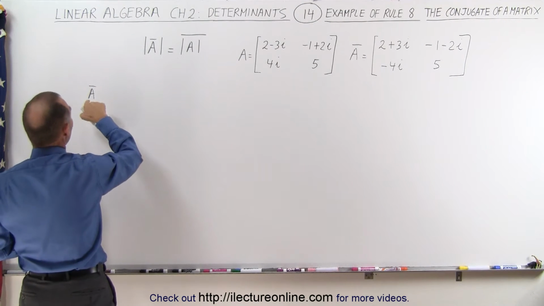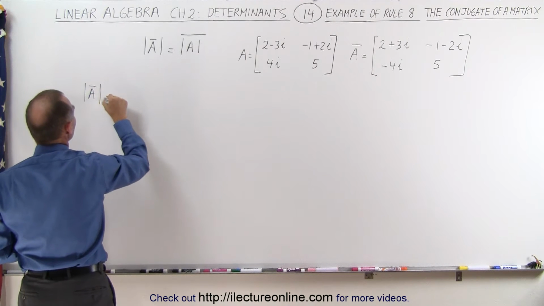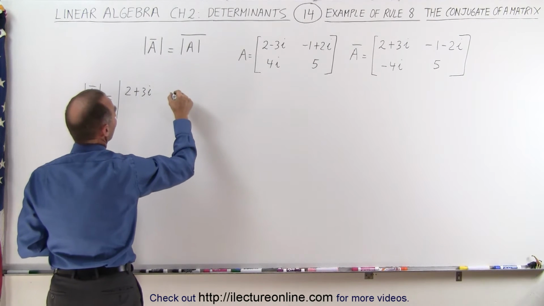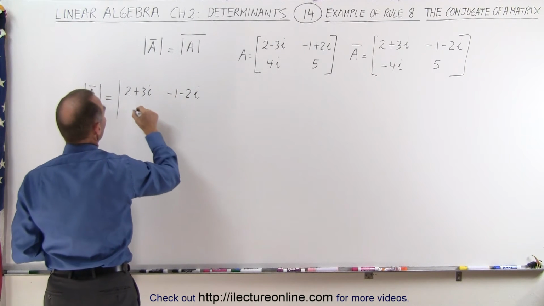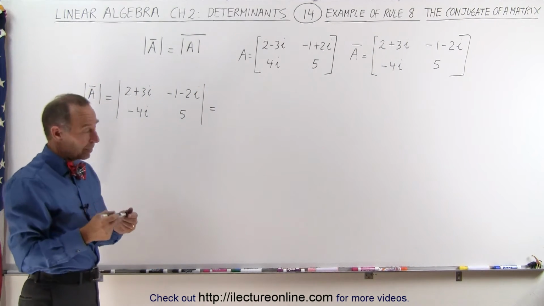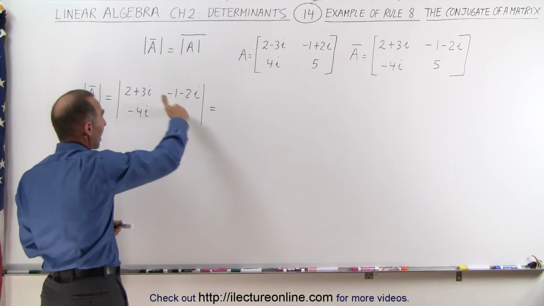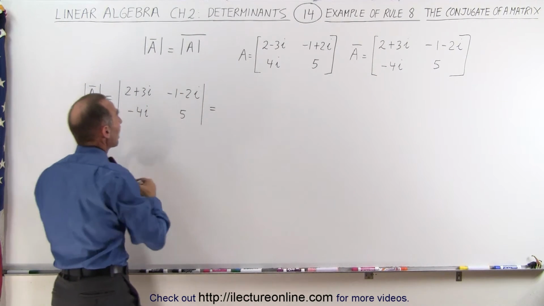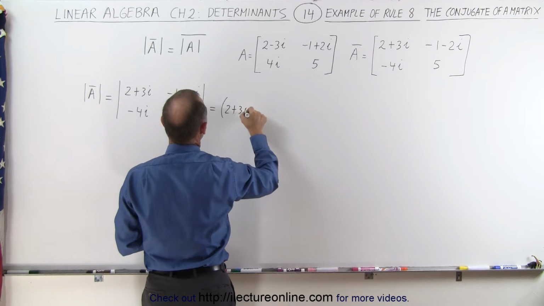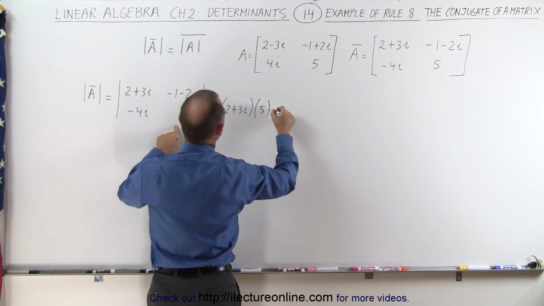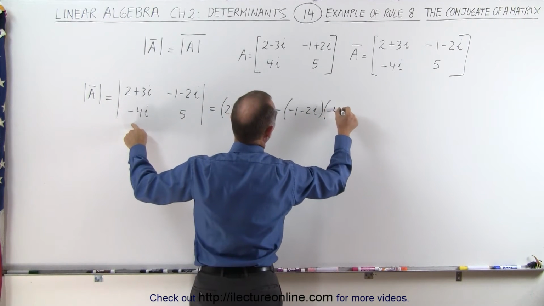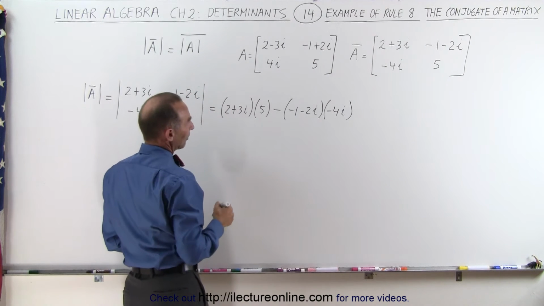Let's do that and see what we get. We take the complex conjugate of matrix A, and we take the determinant of that, which is equal to the determinant of the following: 2 plus 3i, minus 1 minus 2i, minus 4i, and 5. The rules are exactly the same. When we take the determinant, we multiply these diagonals and then subtract the product of the other two diagonals. So we get the product of 2 plus 3i multiplied times 5, minus 1 minus 2i multiplied times minus 4i.